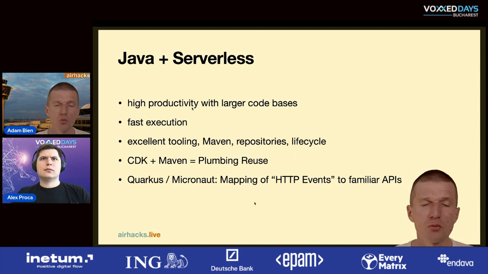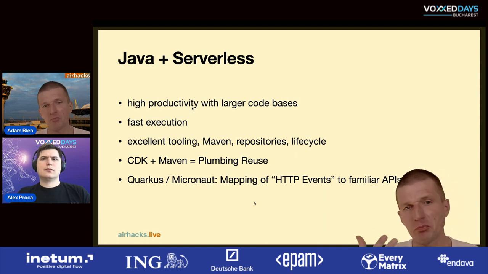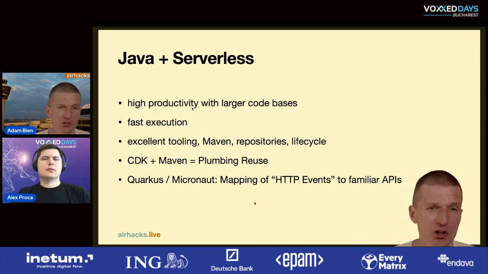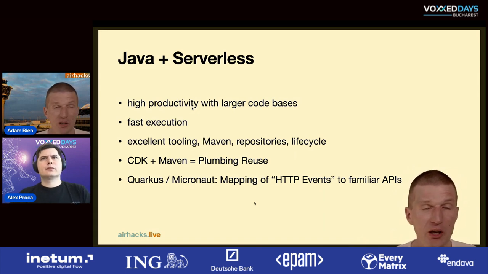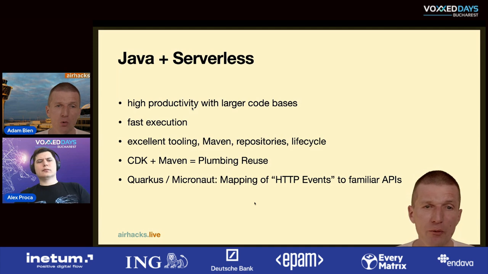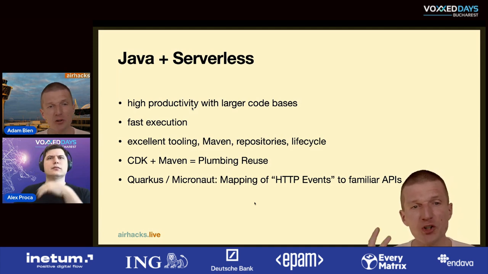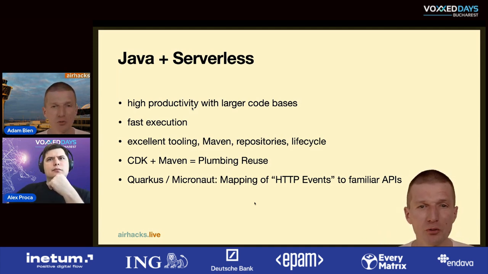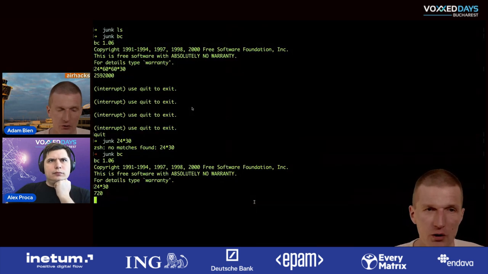So now what we get, we can write more code. We get fast execution, somehow cheap. And now there is a CDK, which I will show you in a second. And we have Maven. And we have Quarkus or Micronaut with a special superpower, which I also would like to show you now.